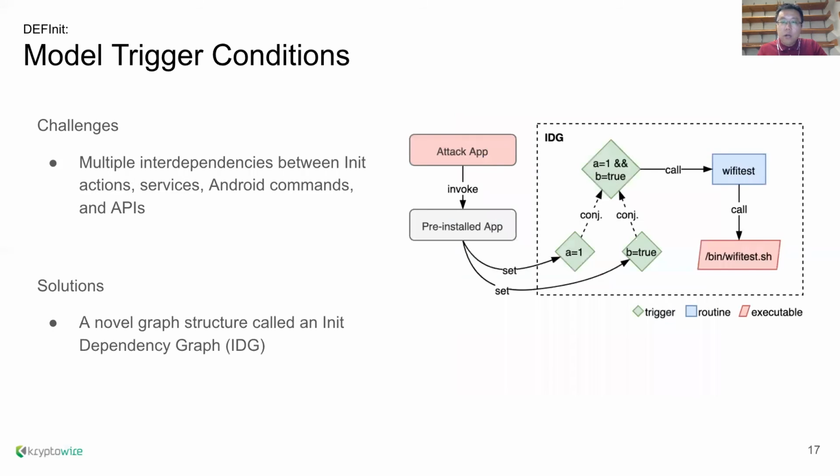To capture these dependencies, we design a novel graph structure called the init dependency graph, IDG. It is a directed heterogeneous graph. In IDG, nodes represent init triggers, services, and programs called by routines. Edges denote call edges between them, and conjunction relationships between conjuncts in a composite property trigger. The previous example will be modeled like this. Using IDG, we can efficiently model the relationships between different objects.